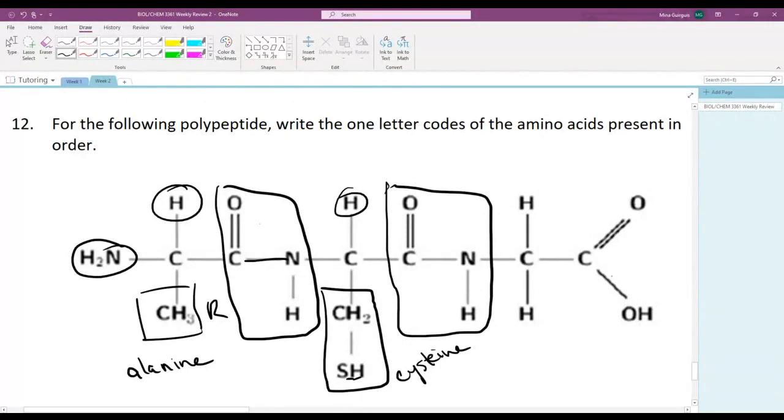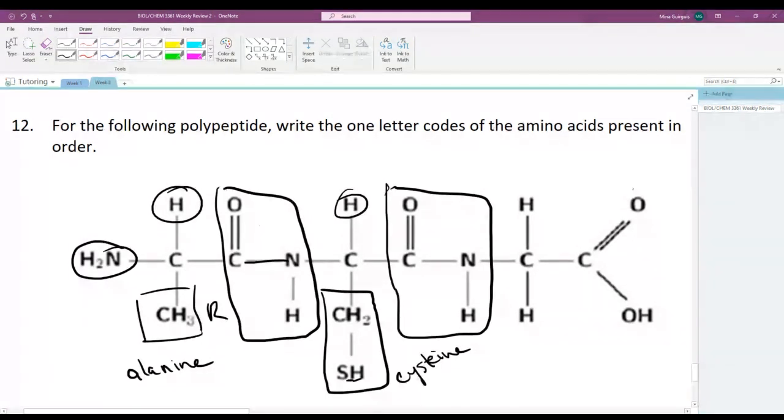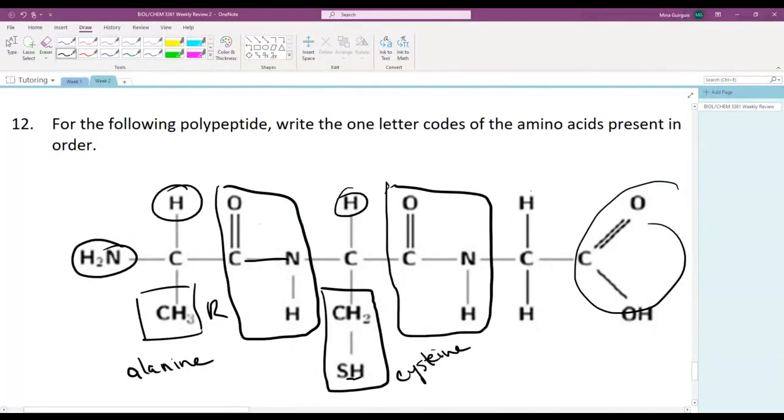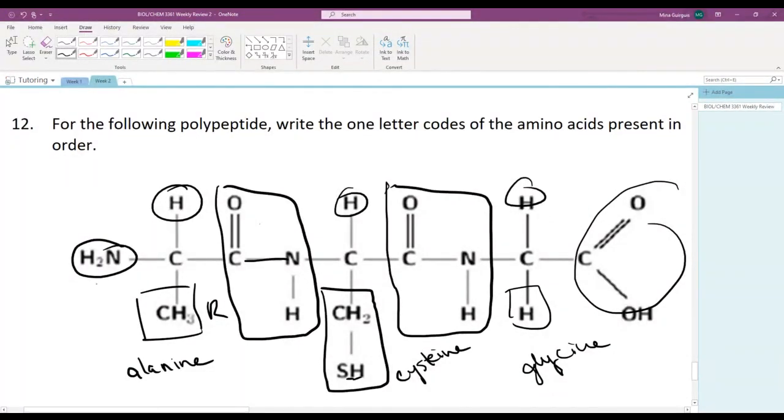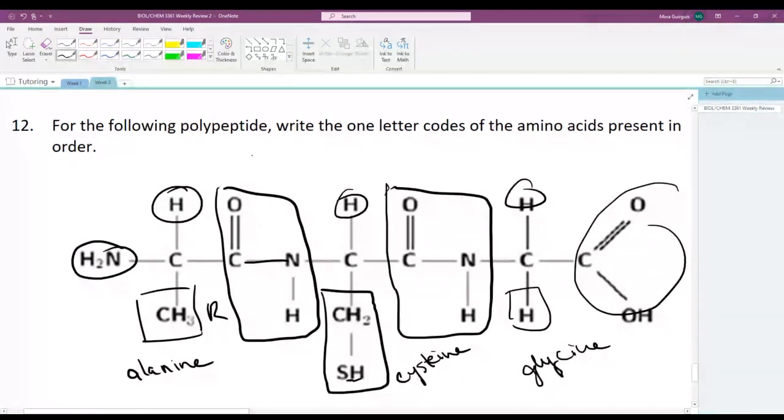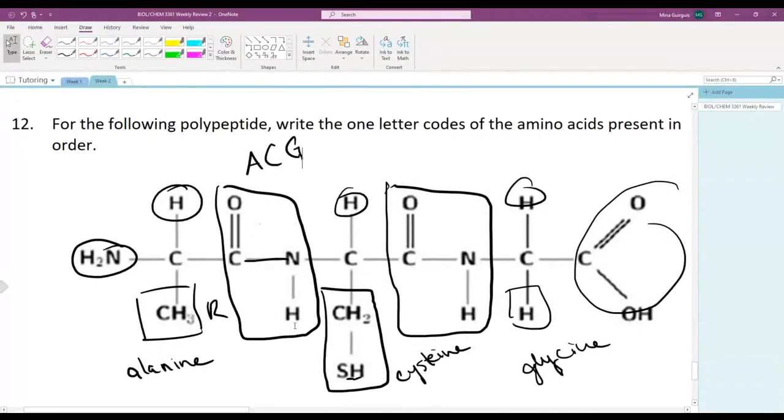Okay, and finally, my very last one is to the right of this second peptide bond. I know that the COOH is my carboxylic acid group. Someone already beat me to it. Yes, it is glycine. You're exactly right. All right, so let's put these together and say alanine's one-letter code is, if I can ever find my mouse, there it is, A, cysteine's is C, and glycine is G. Okay. So alanine, cysteine, glycine, ACG, or this structure are all saying the exact same thing, okay?